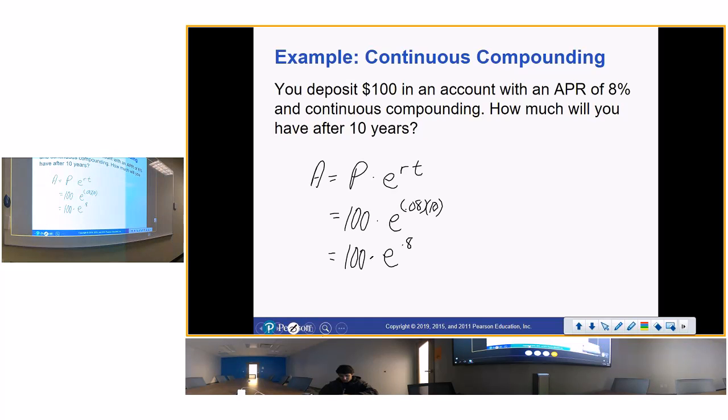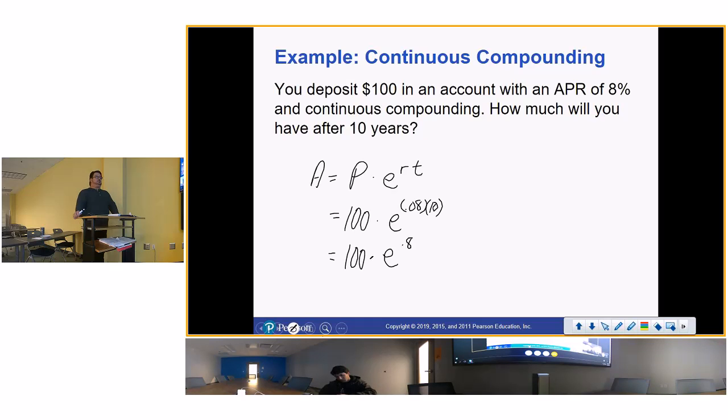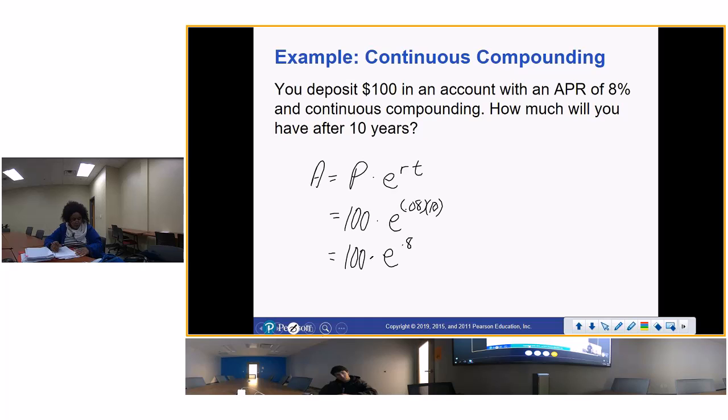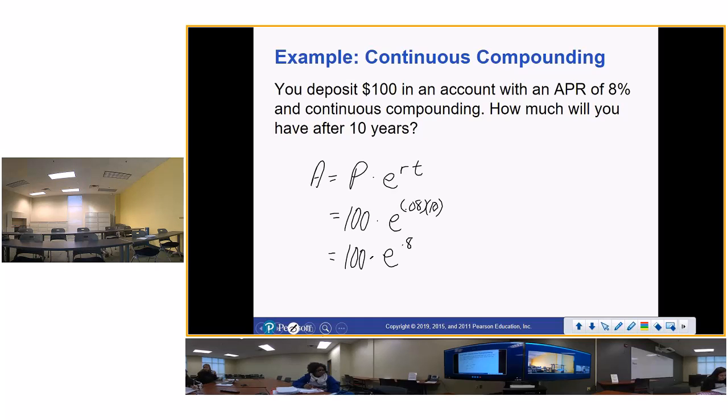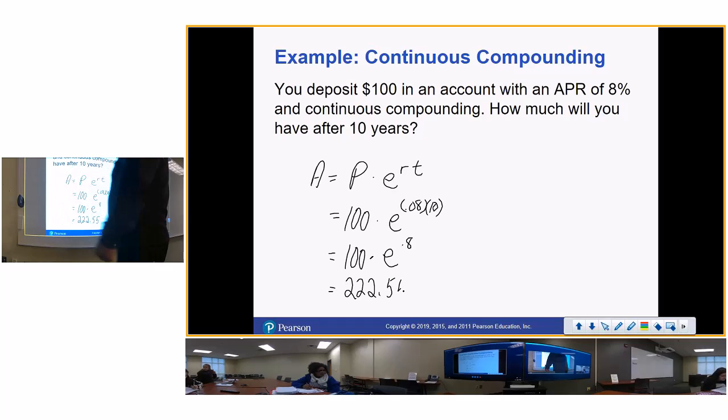So you would type in 100 times second natural log, and then it'll put it in parentheses. It'll ask you for what's the exponent, and you type in 0.8, close parentheses, and hit enter. And what do you come out with? 222.54. 222.55. Okay, somebody check her. See if that's what you get.